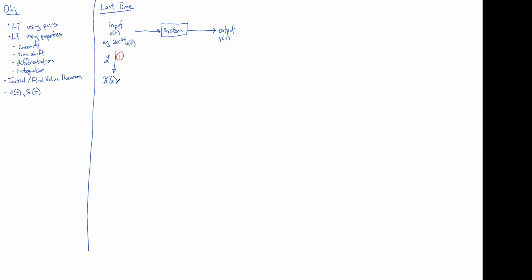And of course, this is just another equation, but it looks on first blush totally different than this 2e to the minus 3t u of t. In fact, you know what it looks like for this. It looks like 2 over s plus 3. And then we rewrite what our system is in terms of its Laplace transform. We haven't talked about how to do that yet, but this is our second step. We'll be covering that in a couple of lectures. We'll be covering that actually next lecture.